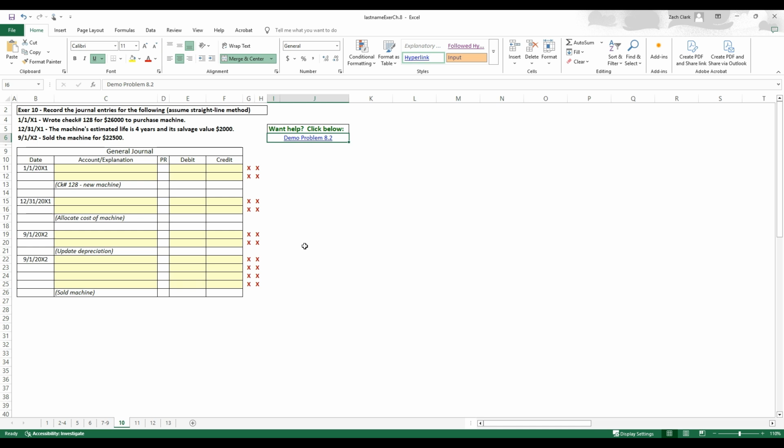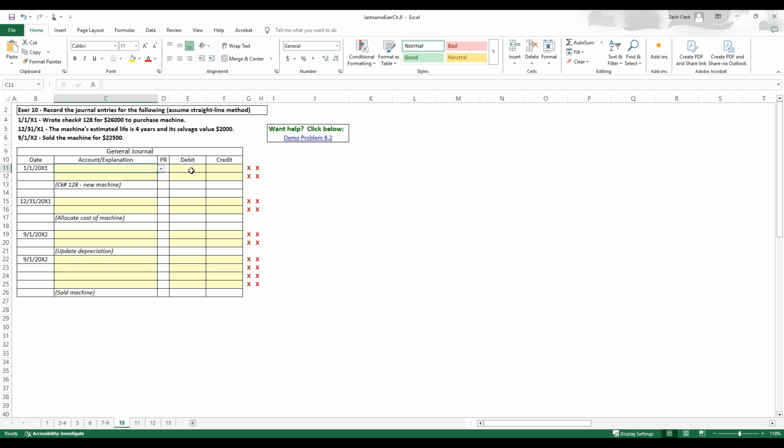Okay, let's take a look at the next problem. On tab 10, we wrote check number 128 for $26,000 to purchase the machine. Now we're doing straight line. Estimated life is 4 years, salvage value is $2,000, and then we sold the machine on 9/1 for $22,500.